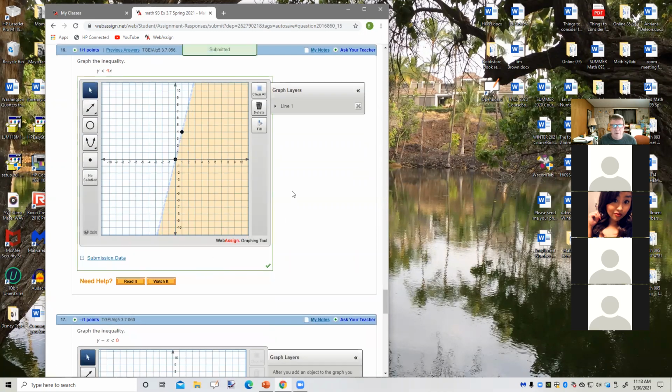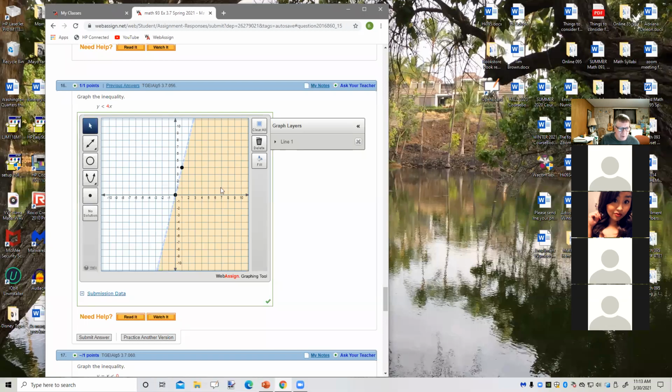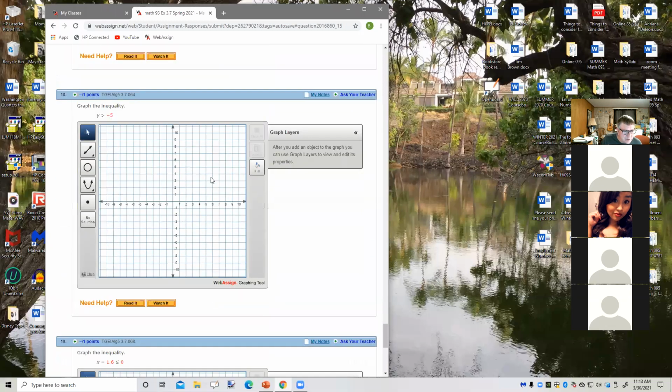So that one went very quickly, maybe too quickly for you to follow, because it's already in slope-intercept form. It's solved for y. The y-intercept is 0, there's nothing there, so 0, 0. The slope is 4, so I went up 4 and over 1. It doesn't include equals, so it's a dotted line, and it says y is less than. So we graphed below it.